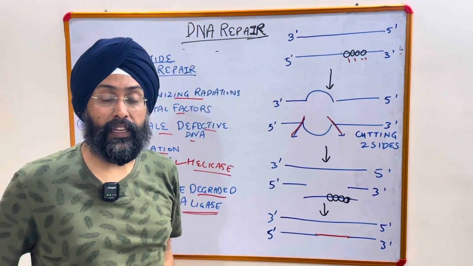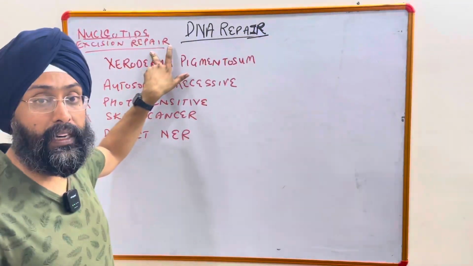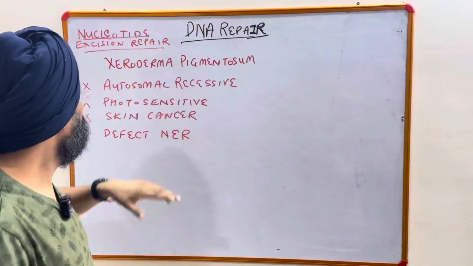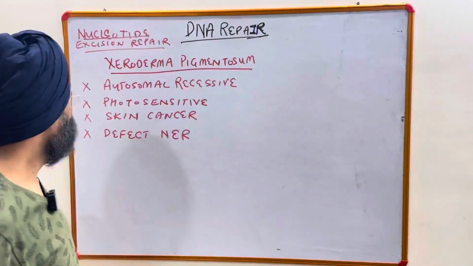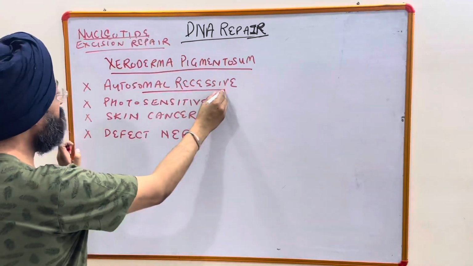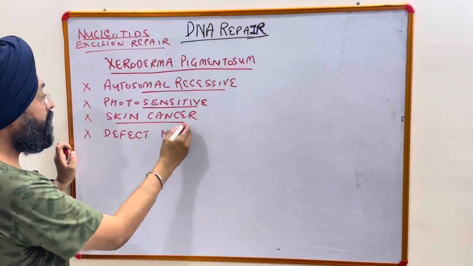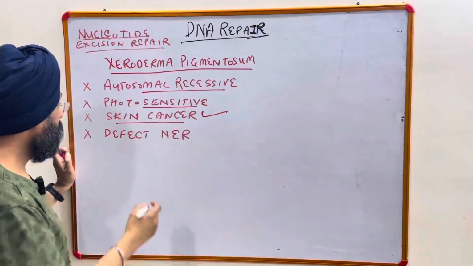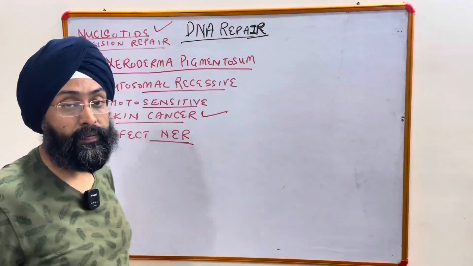Now we'll start with the next one. The second repair mechanism, that is nucleotide excision repair, the disease associated is xeroderma pigmentosa, right? It is an autosomal recessive disease, and the patients are photosensitive, right? And the patient is very susceptible to skin cancer, and this is due to defective nucleotide excision repair, right?